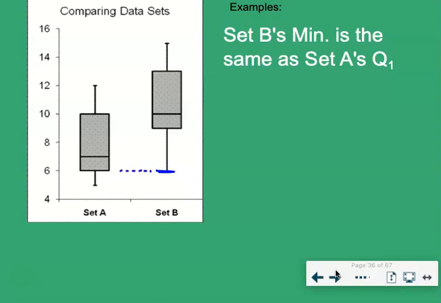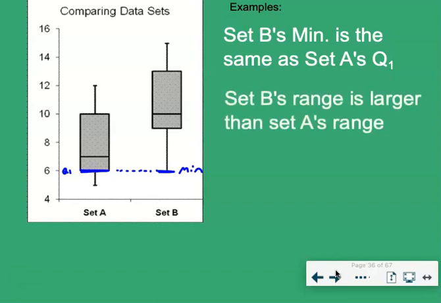Okay, that's the same as set B's Q1. This is the min, this is Q1. Okay, so that's a true sentence. You could talk about which one has a lower minimum or a higher maximum or whatever the case may be. Here's another thing you could say.